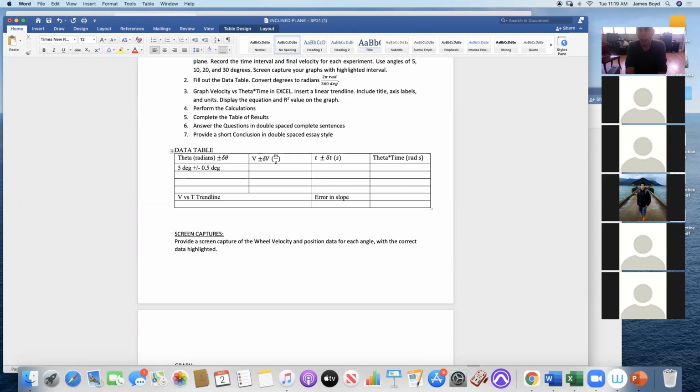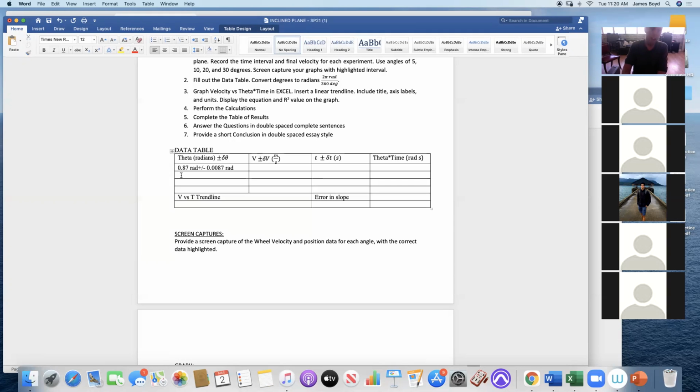But I can't be in degrees. I need to be in radians. So the conversion is 5 times 2 pi divided by 360. So 5 degrees times 2 pi rad divided by 360 will give me 0.087 rad. And then the error needs to be half a degree, which is 0.5 times 2 times pi divided by 360, which is 0.0087 rad. So make sure when you do this that your angles are in radians, not in degrees.